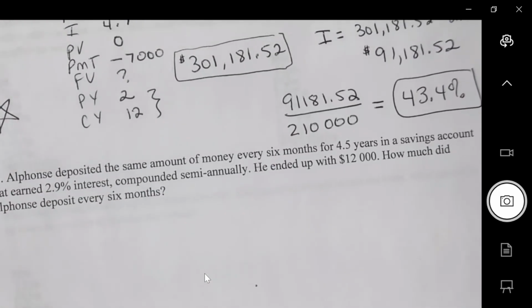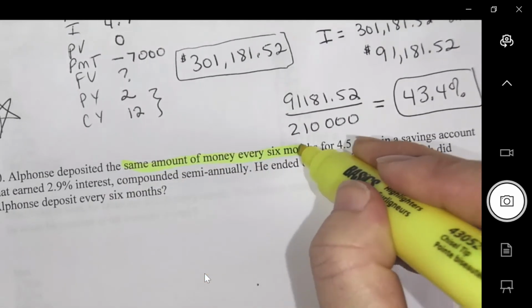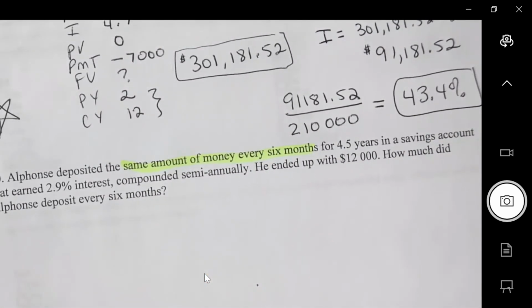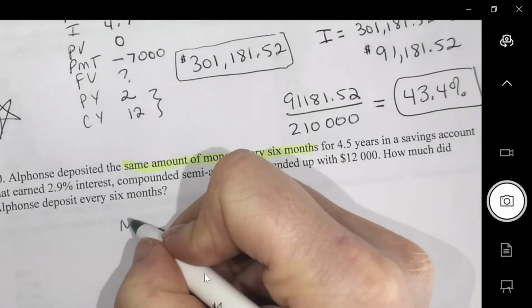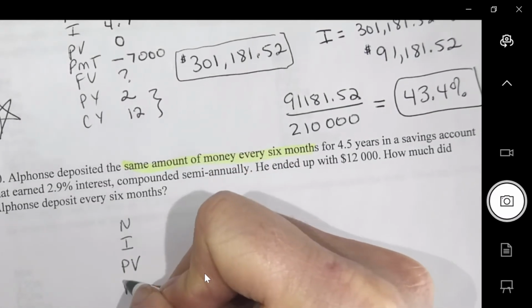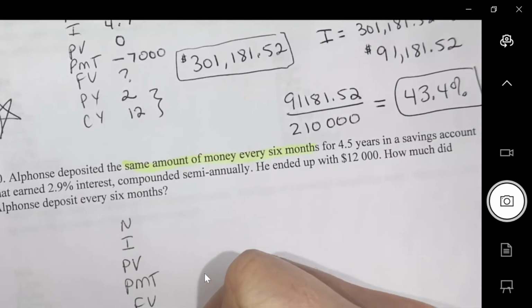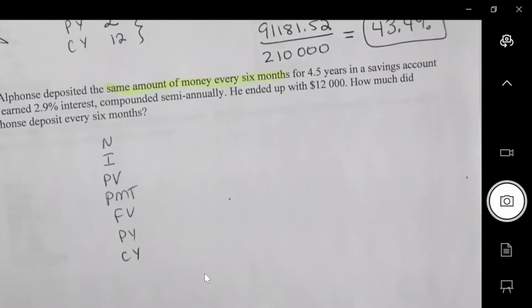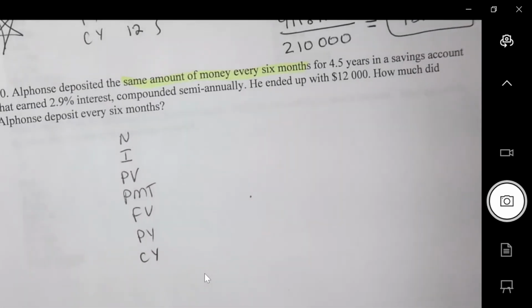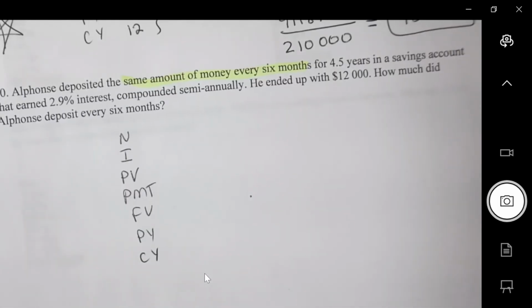Okay, number 10. Deposited the same amount of money every 6 months. As soon as I read that line, I already know what I'm doing. I'm doing the app, regular payments. Okay, so like I said, on your test, this review I had nicely in order. I kind of put all of our simple and then our compound and then our regular in order. Your test, I got it all mixed up. So you got to read a sentence and say, yep, I'm doing simple. Yep, I'm doing compound.